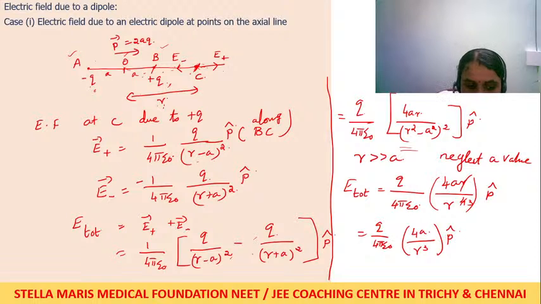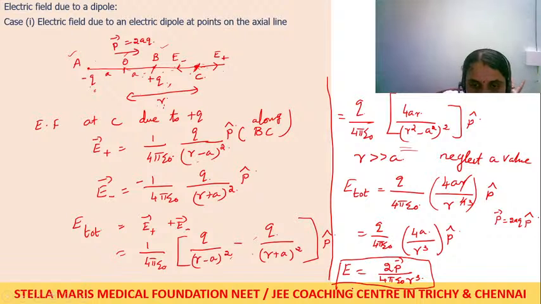We already know that the P vector is equal to 2AQ into P cap. So from this we can write it in terms of the total dipole moment, and we get 2P vector divided by 4 pi epsilon naught R cube. Did you understand? This final value is important when we consider the axial line. This is the important one.